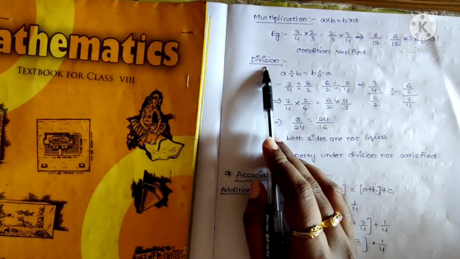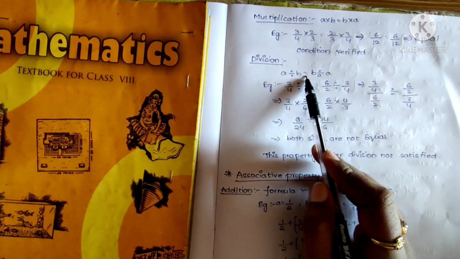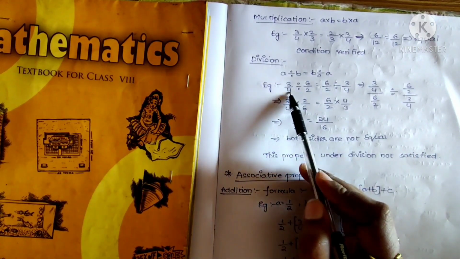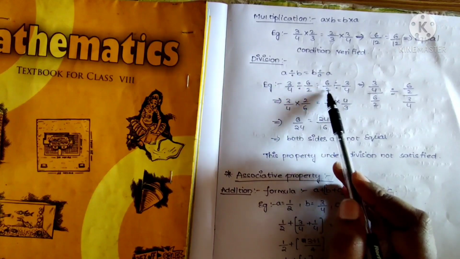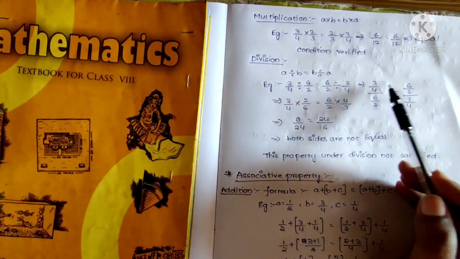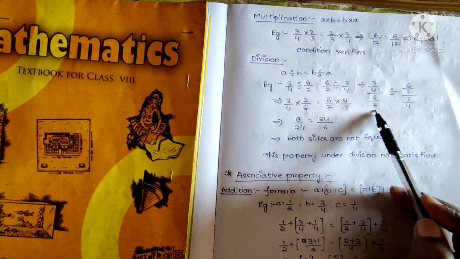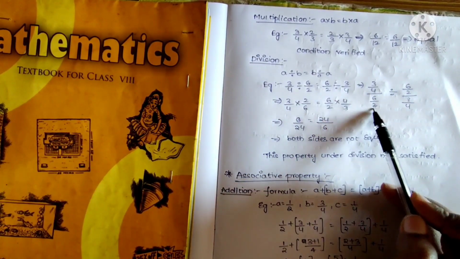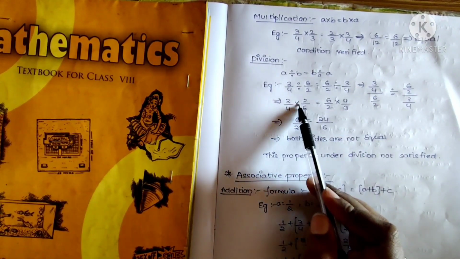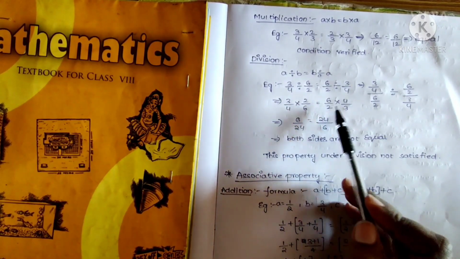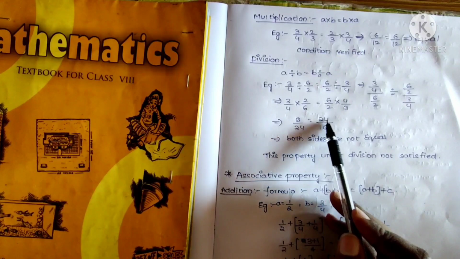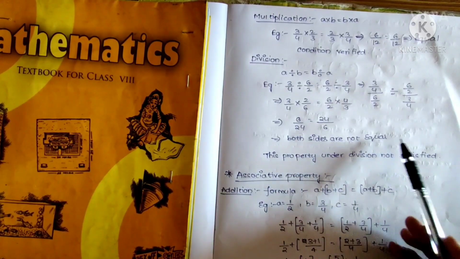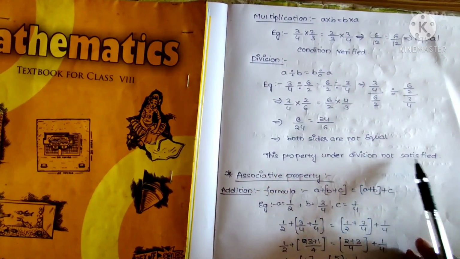Now let us see in division. In division, a divided by b equals b divided by a. We have to solve this condition. Let us take the example of 3 by 4 divided by 6 by 2 equals 6 by 2 divided by 3 by 4. Here the denominator will be reversed, and 3 by 4 into 2 by 6 equals 6 by 2 into 4 by 3. 6 by 24 is not equal to 24 by 6. Here both LHS and RHS are not equal, and this property under division is not satisfied.